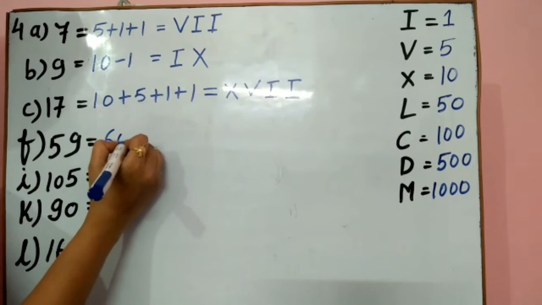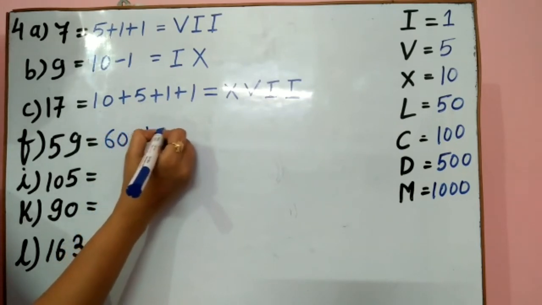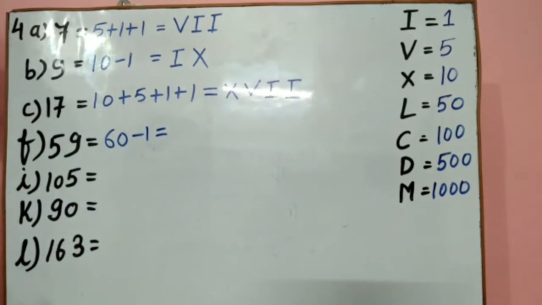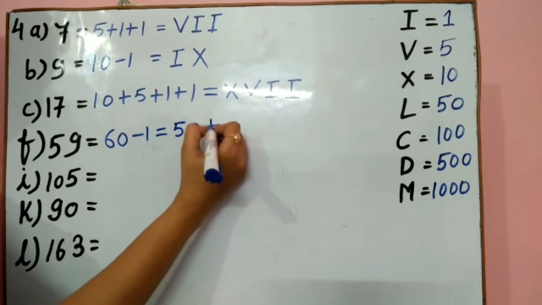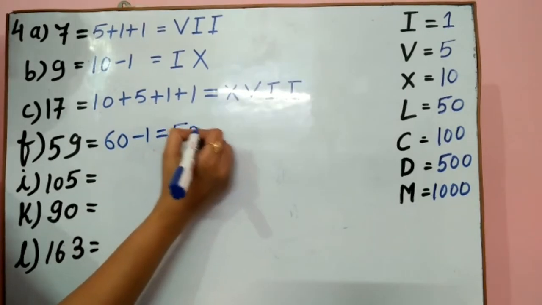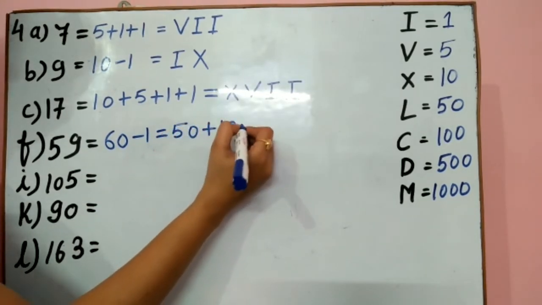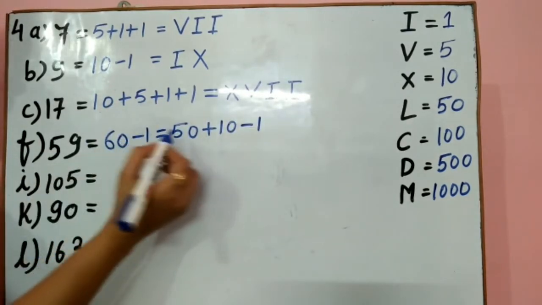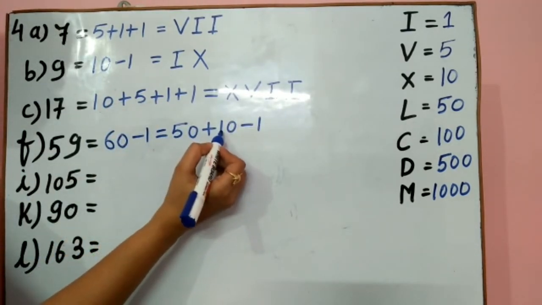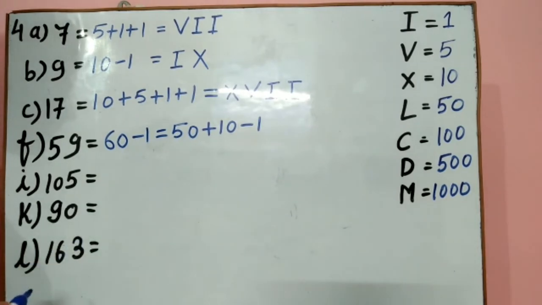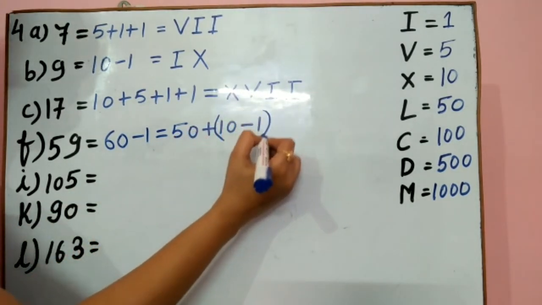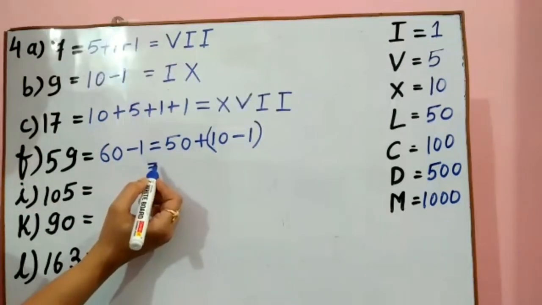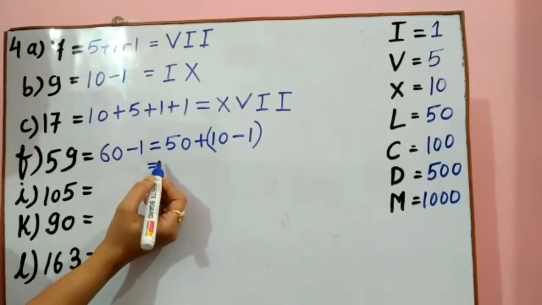Now D. 59. When we subtract 1 from 60, we get 59. And 60 we can write like this: 50 plus 10 minus 1. 50 plus 10 is 60, minus 1 is equal to 59. So we will write these two numbers inside the bracket.